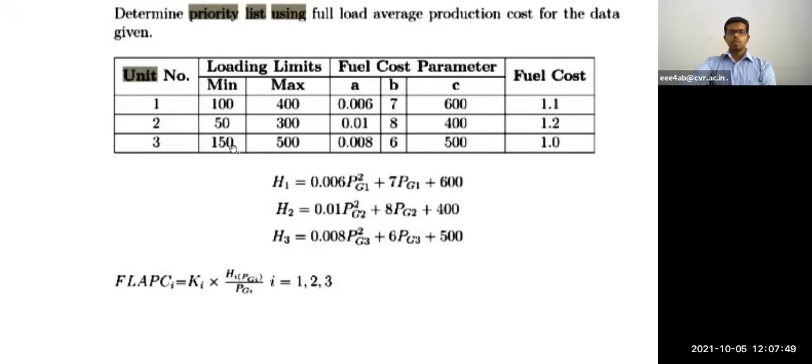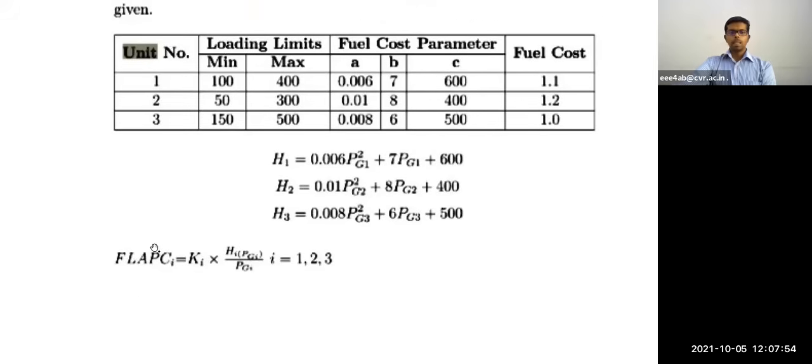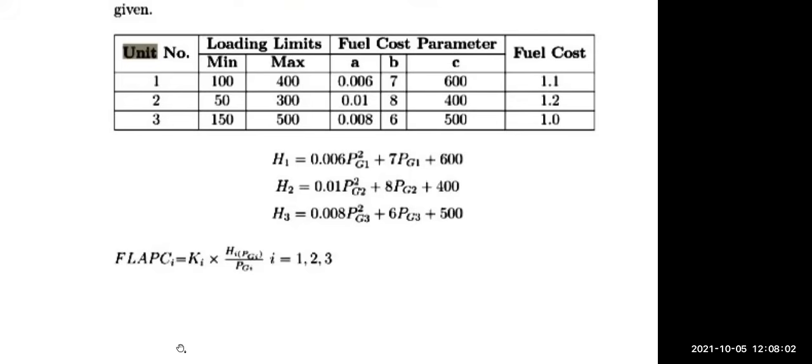So what is the first step in the priority list method? You need to formulate the FLAPC, that is the full load average production cost. How to calculate the full load average production cost?